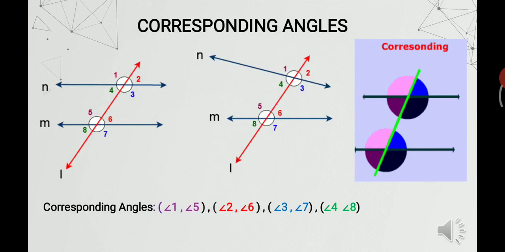Corresponding angles are simply the angles which are on the same side of the transversal, in which one angle is interior and the other is an exterior angle. They are not adjacent angles also.